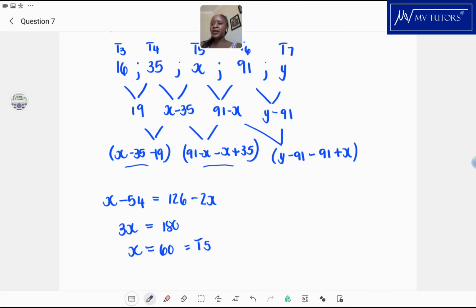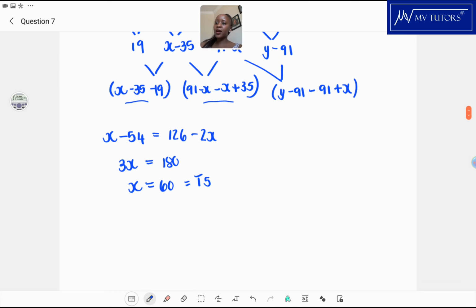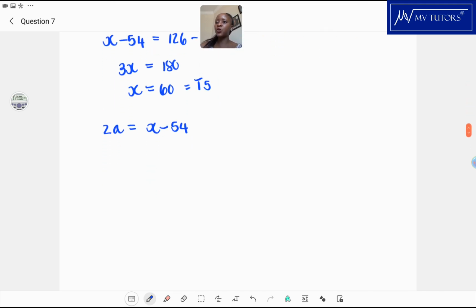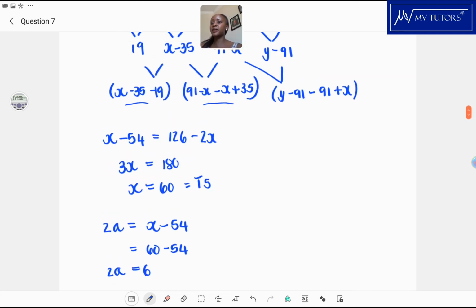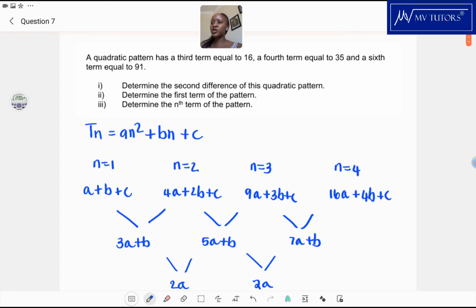Okay, but yeah, guys, I still haven't determined what 2a is. So I can just say 2a is equal to x minus 54. And we know x is 60. So 60 minus 54 is 6. Okay, so we've answered the first question.